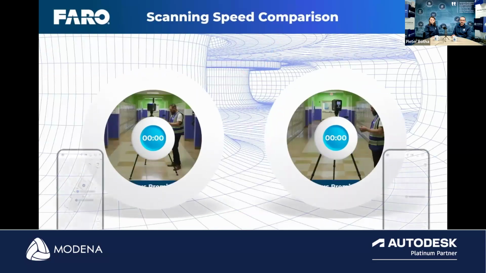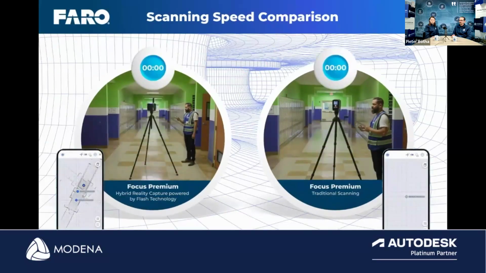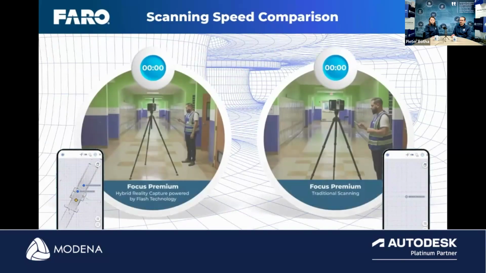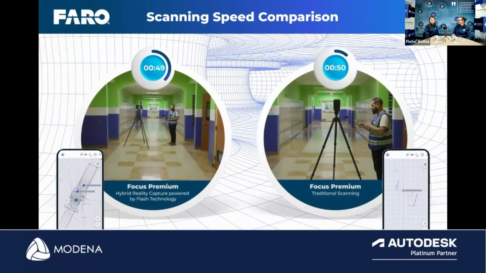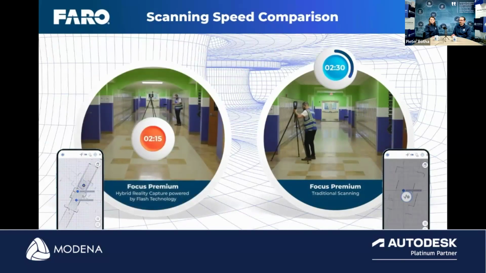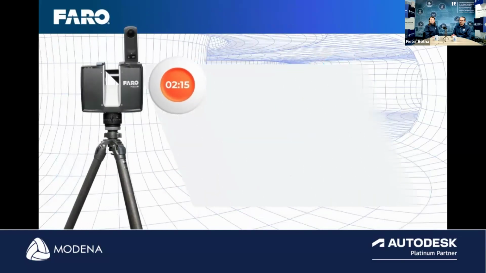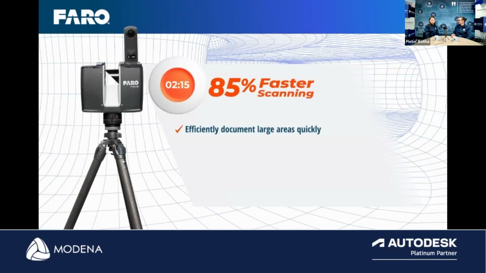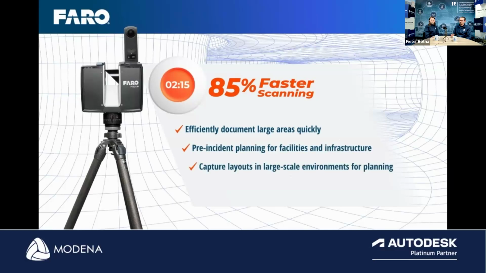Here's a video, just a comparison to showcase the speed of the flash scanning. On the left side, we'll see the scanner with the camera attached doing the flash scanning. And on the right-hand side, that's just the traditional way of scanning using the internal camera, not the pano cam. You can see the comparison there. It's saving us up to 85% on scan time, depending on the settings, of course, but that's a lot of time saved on site. And you can capture bigger spaces in that amount of time with a lot more detail than traditional.